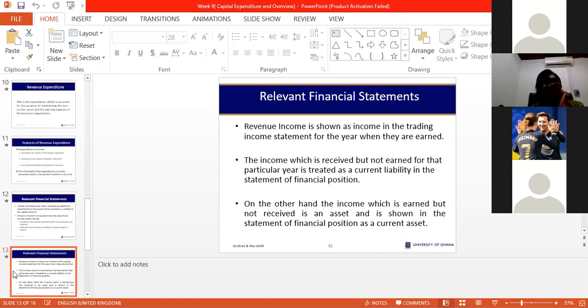Now, there are times revenue is received, but you have not yet earned it. You have received the amount, but you have not yet earned it. So let me give you an example where perhaps you are selling water. A customer comes and says, look, I have this amount of money. I want to buy water. You say there is no water. And the customer says, look, let me deposit the money and go. When you finish manufacturing, let me know, so I'll come and pick my packs of water.